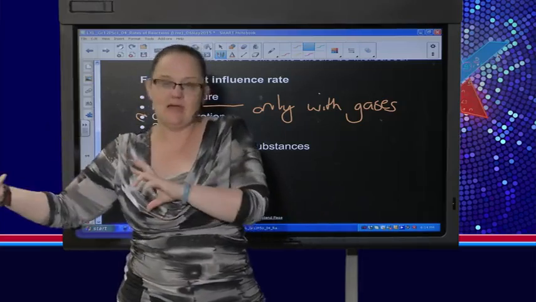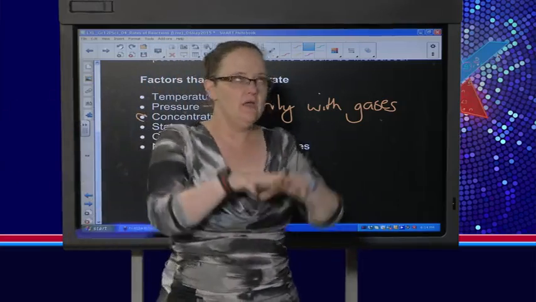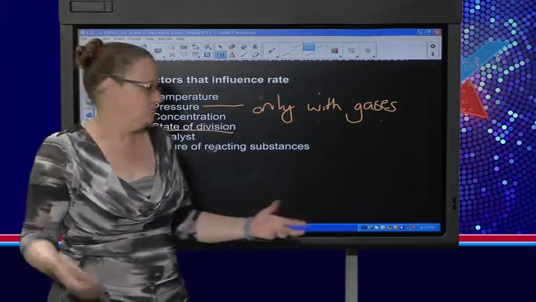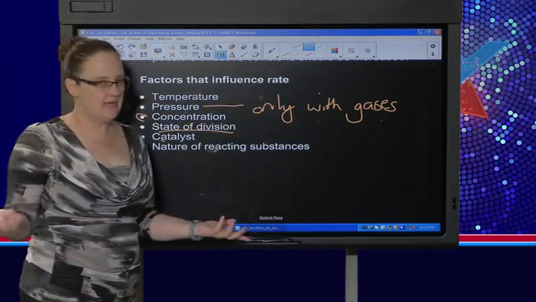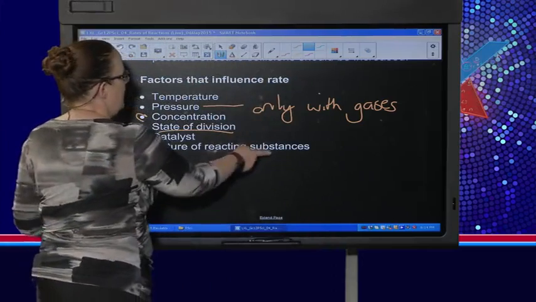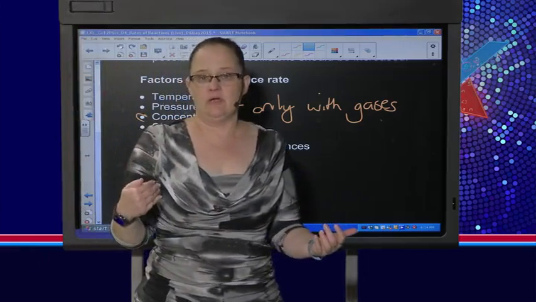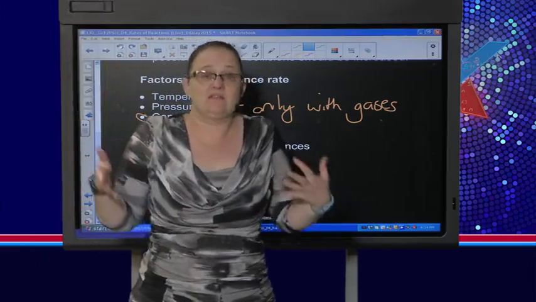The more divided up it is, the more likely it is to go fast because we have more particles available, okay? A catalyst decreases activation energy, so more particles have sufficient energy. And then nature of reacting substances. That's the only one I can do nothing about. Some things just react quickly.